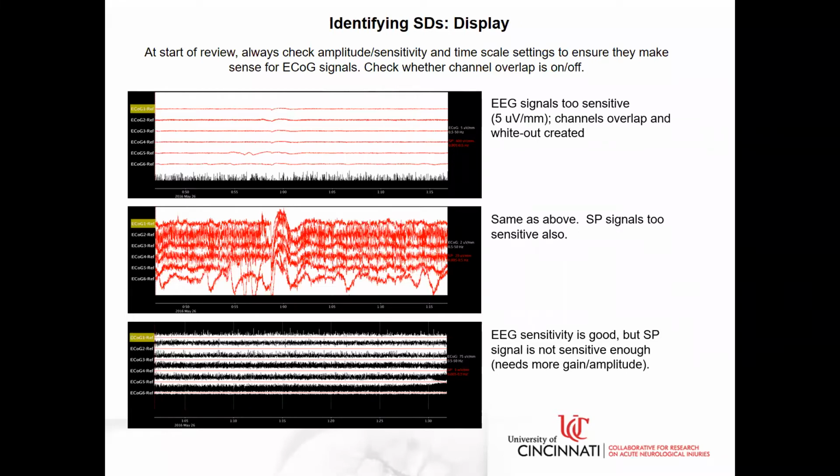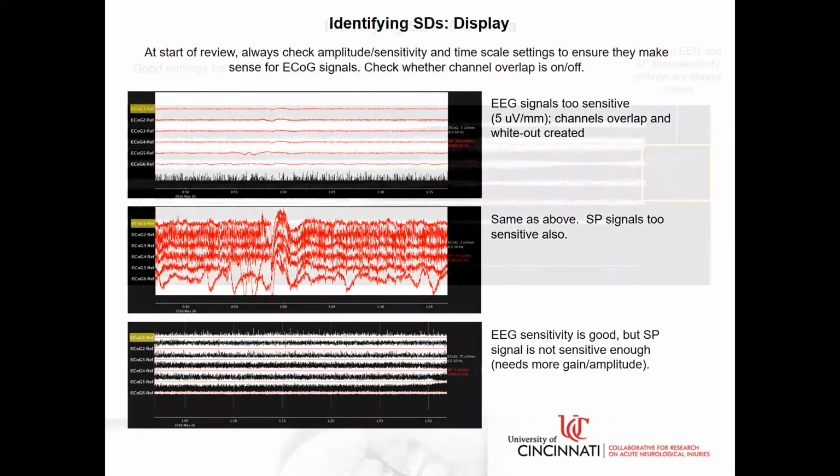So basically, the signals are just being flattened here. We need to apply more gain to get them into view, but not so much as in the second example. So getting those things set up and playing with the gain and filtering settings is really important.